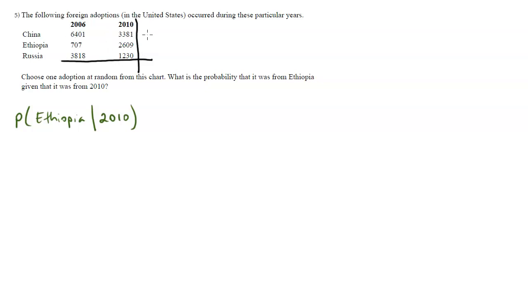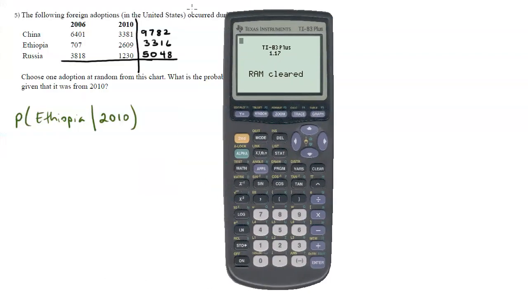So let's add these. So we have 9,782, and then we have 3,316, and then we have 5,048. Okay, and let me just use this calculator so it'll be a little quicker. 9,782 plus 3,316 plus 5,048 is 18,146.